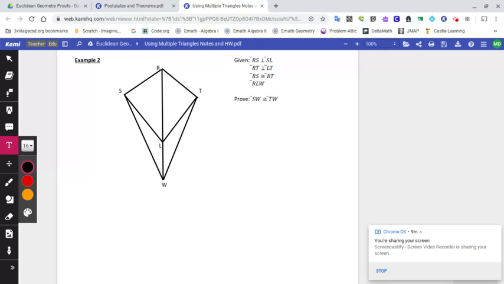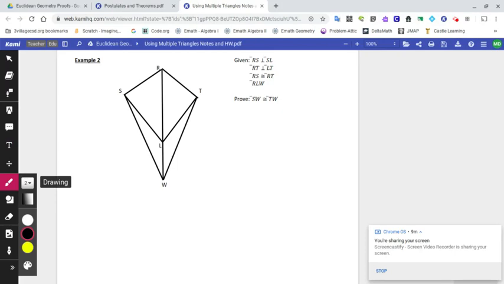So let's look at what we have for the givens. I've got RS congruent to SL, perpendicular. That makes that a right angle. And RT congruent to LT. That makes that a right angle. Now look at where I'm stopping that. That's within those two smaller triangles. It doesn't go all the way to TW or SW. Those are the right angles right there.